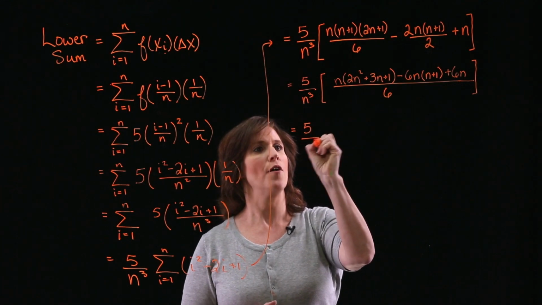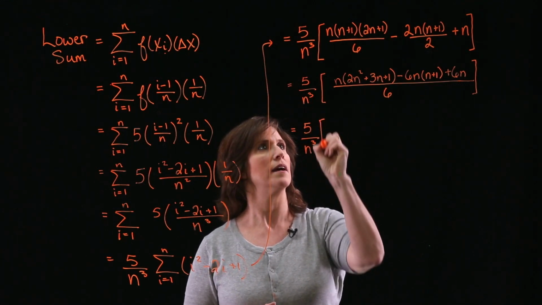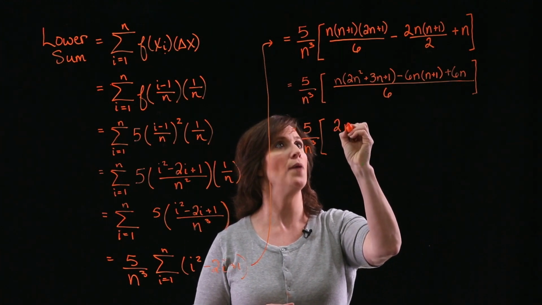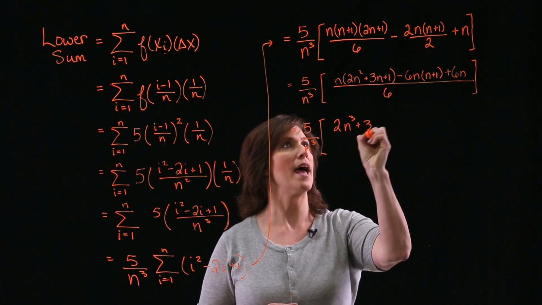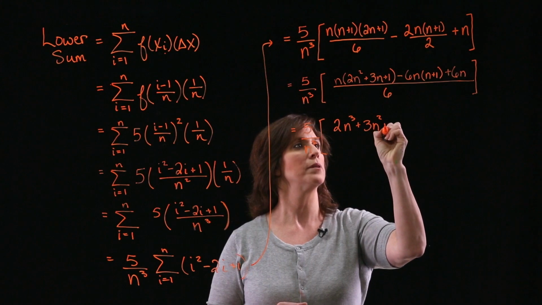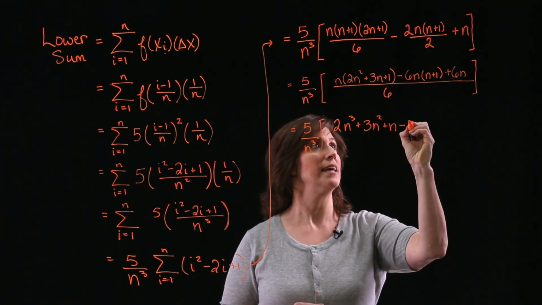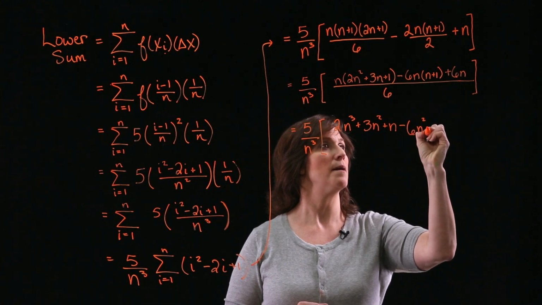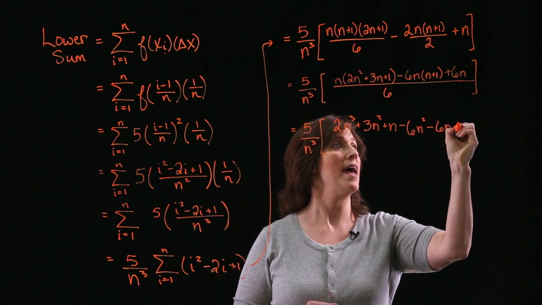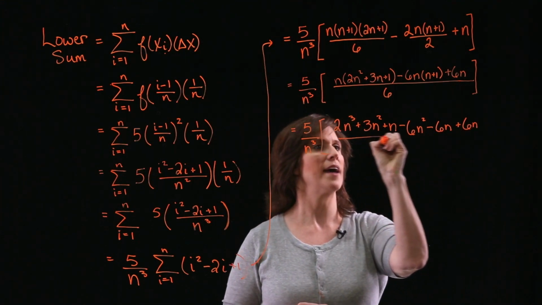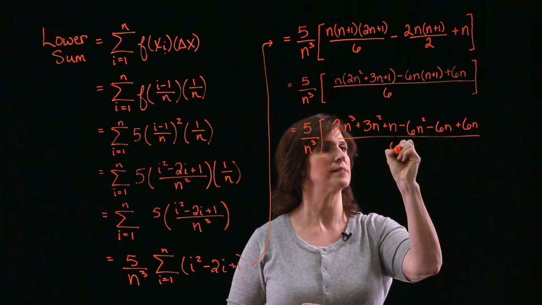Okay, I'm not done with the algebra yet. So I've got 5 over n cubed. I'm going to go ahead and distribute the n across. So I have a 2n cubed plus 3n squared plus n minus, distributing the 6n, a 6n squared minus 6n, and then I still have my plus 6n. It's all divided by 6.